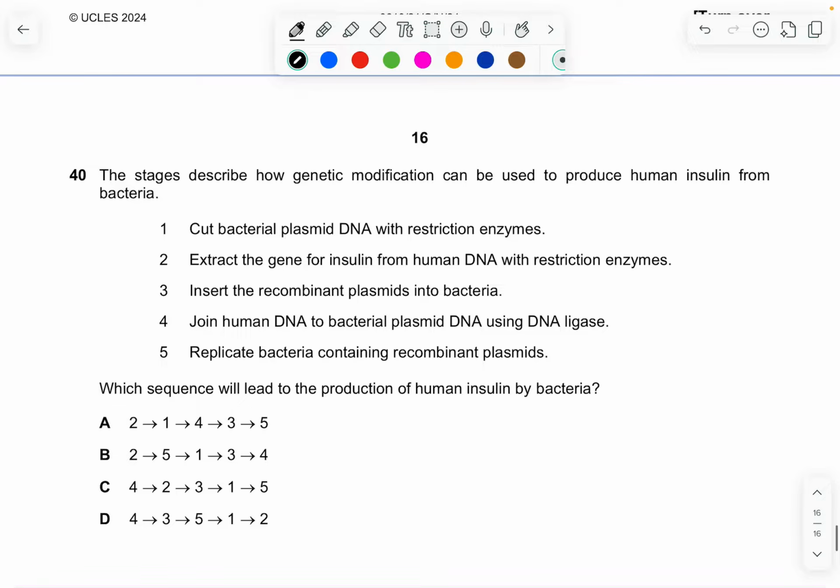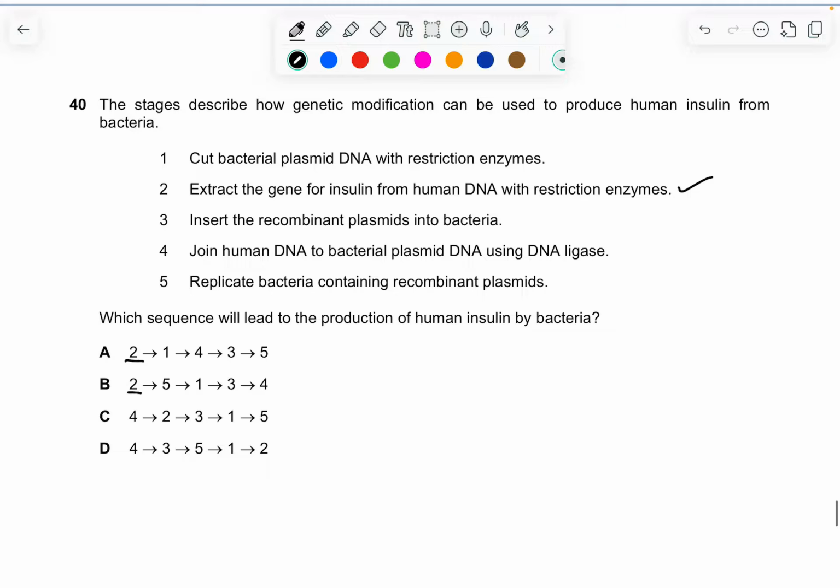Last question. The stages describe how genetic modification can be used to produce human insulin from bacteria. Which sequence will lead to the production of human insulin by bacteria? Let's start with the elimination method. Number 2: extract the gene for insulin from human DNA with restriction enzyme. This is correct. But look at 4: join human DNA to bacterial plasmid DNA using DNA ligase. We do not start with DNA ligase. So C and D are out.